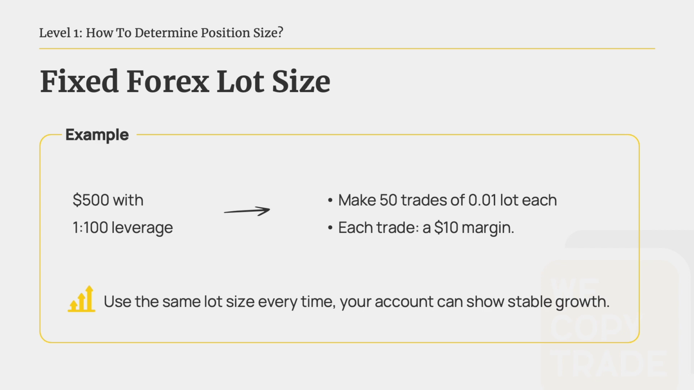For example, you have $500 on your account. With 1 to 100 leverage, this amount will be enough to make 50 trades of 0.01 lot each. Each trade will require a $10 margin. If you use the same lot size every time, your account can show stable growth.